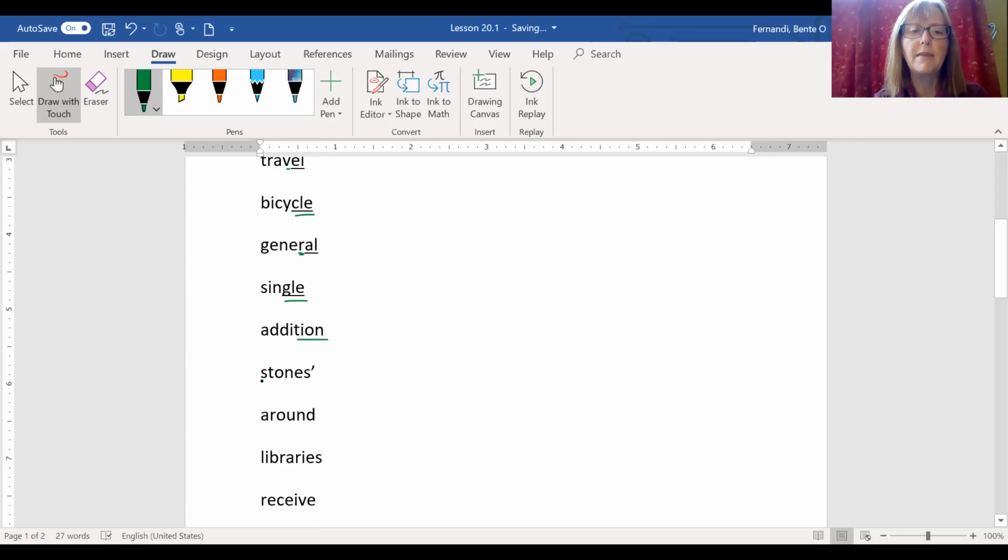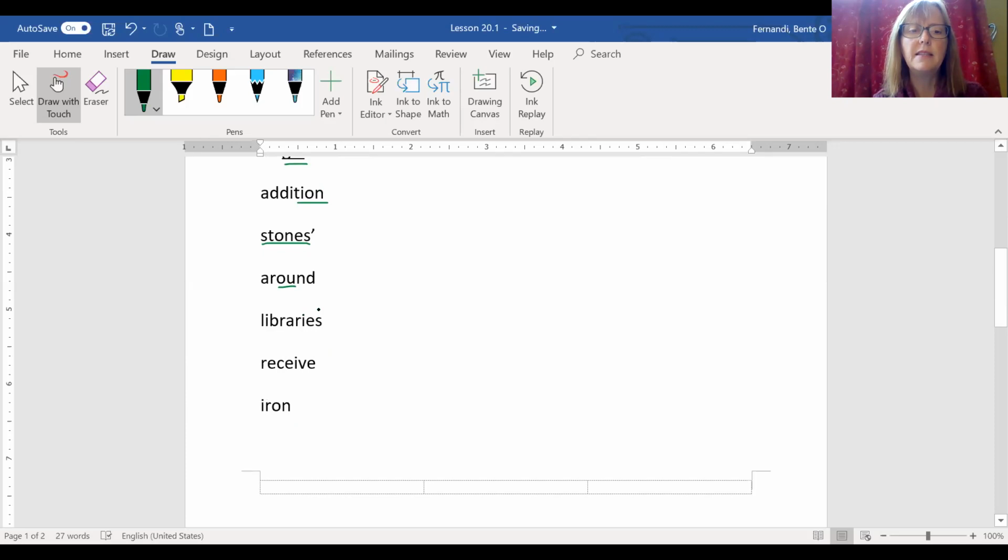Stones, we have many stones. We have a plural word, and then we have an apostrophe. So we know that it's plural possessive. So the stones, the many stones, weight was too much for me, right? It was too much for me to carry. The stones' weight. Around, we know from before that when we hear the ow sound in the middle of the word or in the middle of a syllable, we're going to spell it O-U instead of O-W.